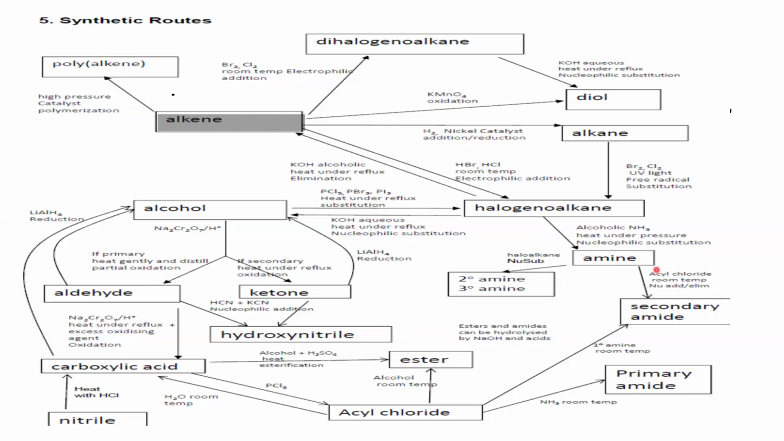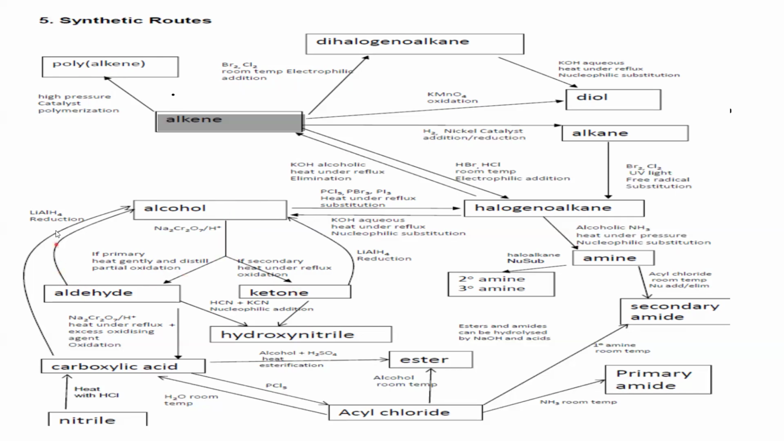If you have amine and you react with acyl chloride, it will form a secondary amide. Amide you don't have to learn right now, the detail of amide, this part you don't have to specifically learn. And if you have a primary alcohol, it will oxidize to form aldehyde. If it's a secondary alcohol, it will form a ketone.